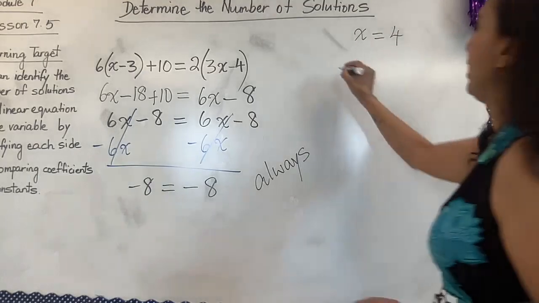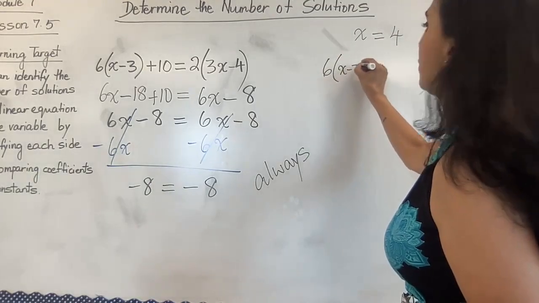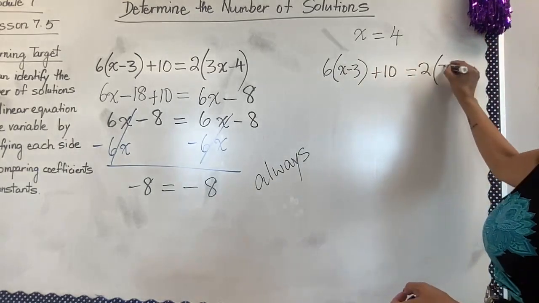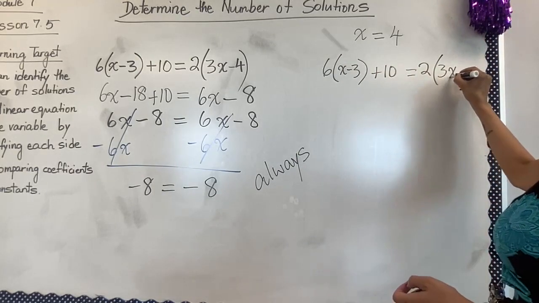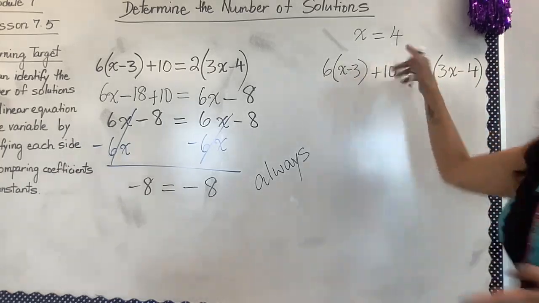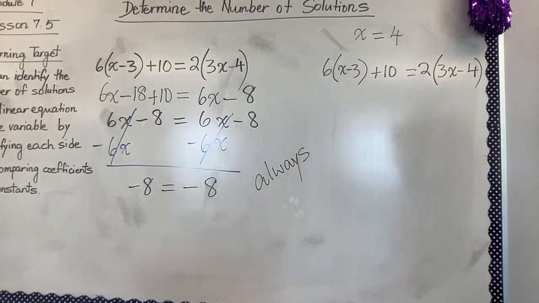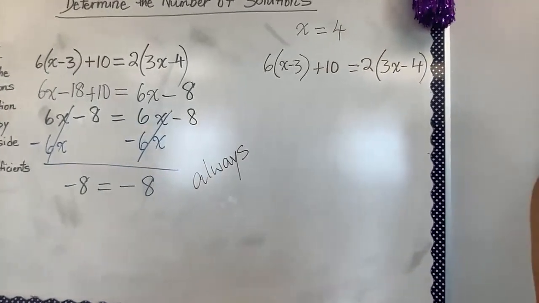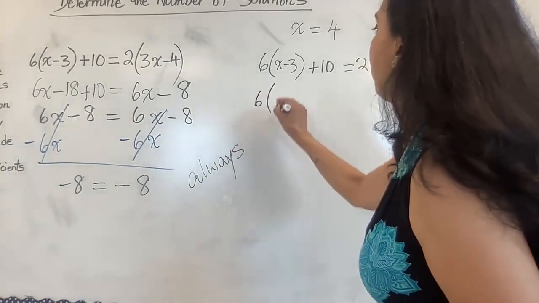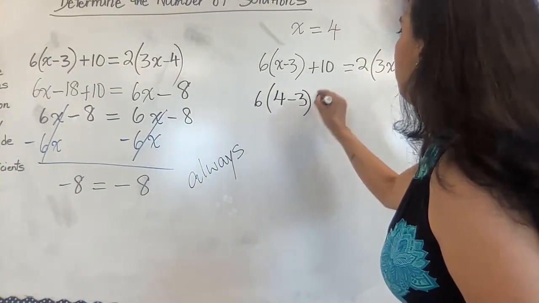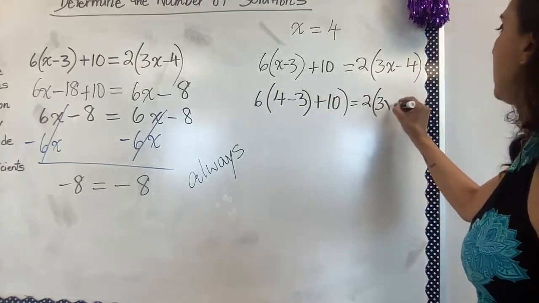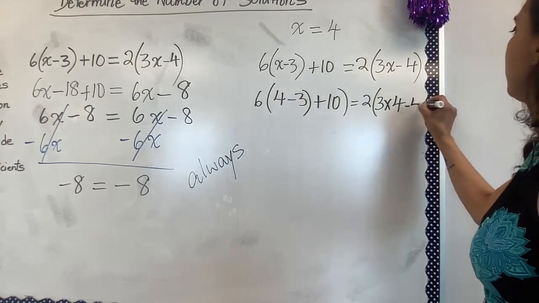So if I say 6 times x minus 3 plus 10 is equal to 2 times 3 times x minus 4, I am going to replace the x with 4. That's the value I'm choosing, but you can choose any value. So I'm going to replace with 4. This is 6 times 4 minus 3 plus 10 is equal to 2 times 3 times 4 minus 4.